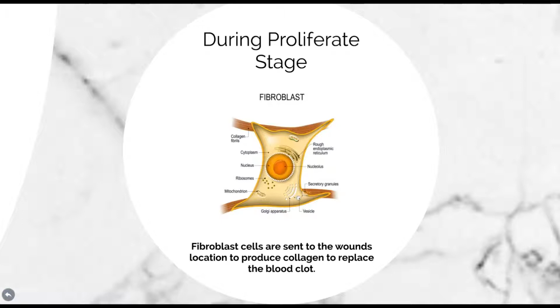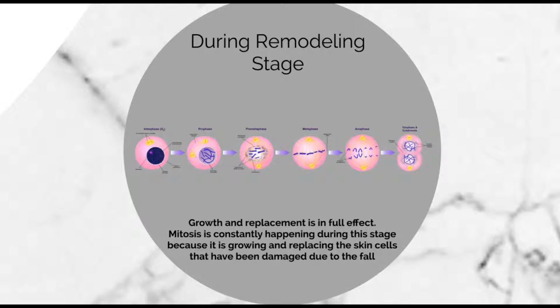And during the proliferate stage, fibroblast cells are sent to the wound's location to produce collagen to replace that blood clot. On the last stage, the remodeling happens. So growth and replacement is in full effect. Mitosis is constantly happening during this stage because it is growing and replacing the cells that have been damaged due to the fall.